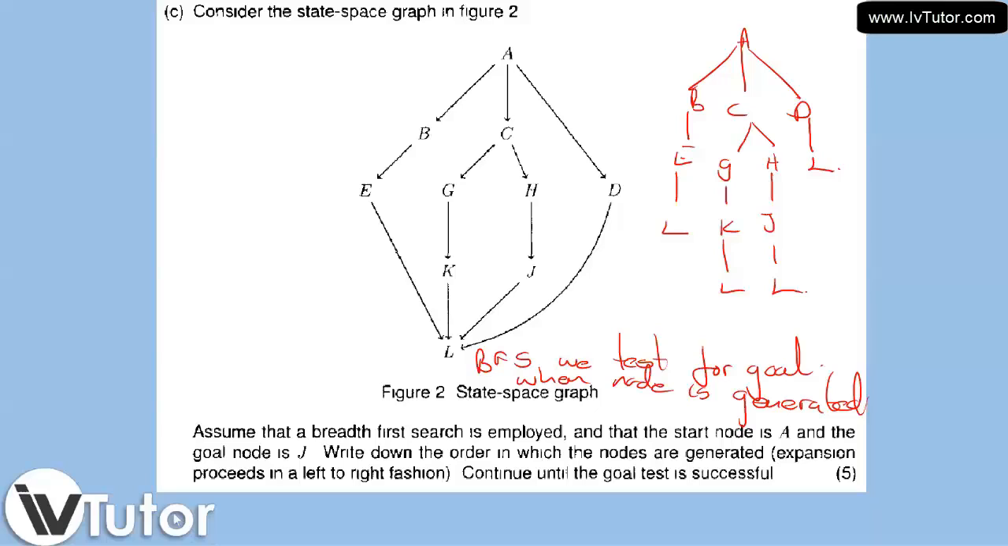So in light of that, we have A, we've got B, we've got C, and we've got D. Right. And then B will give us E, C will give us G, H, and D will give us L, and then we stop. When L is generated, we stop. So write down the order in which the nodes are generated. Expansion starts from left to right. So simply writing down this is your solution.